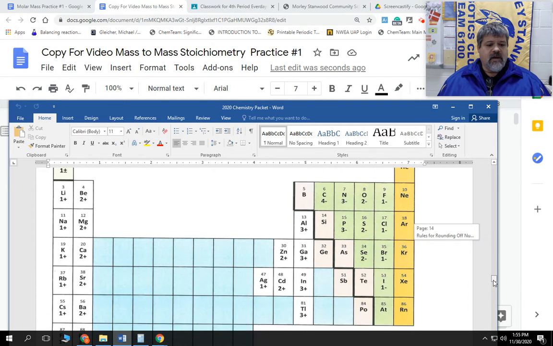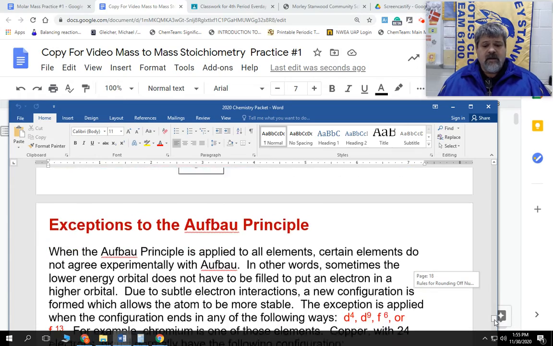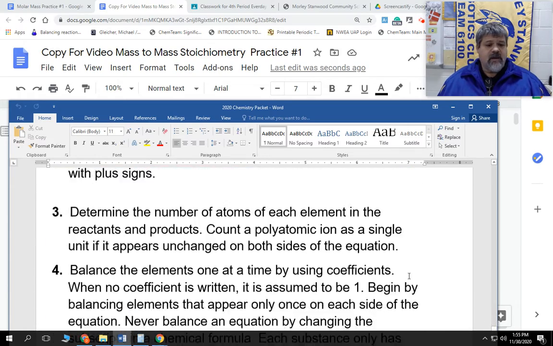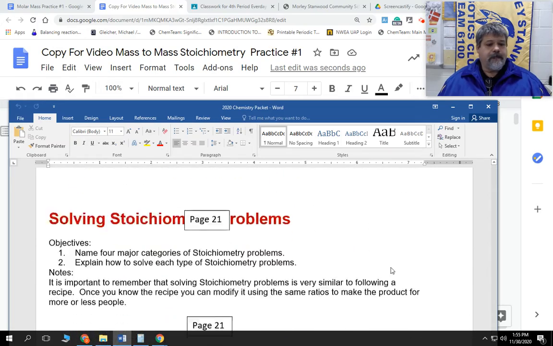So we have zinc +2, chloride -1. There's that. Now what about ammonium phosphate? Where do we find that? Ammonium is not an element, so we need to go to our polyatomic ion sheet. Phosphate ends in -ate, so we know it's polyatomic. So let's go to our very last page and see what we got.